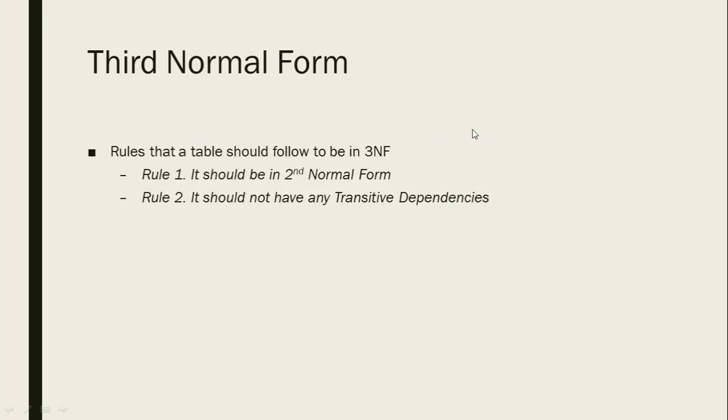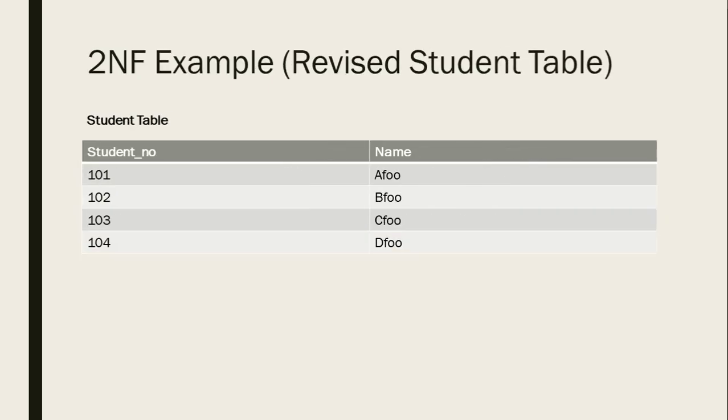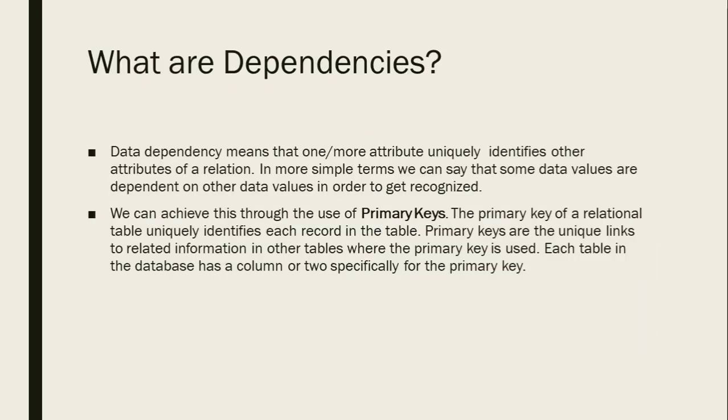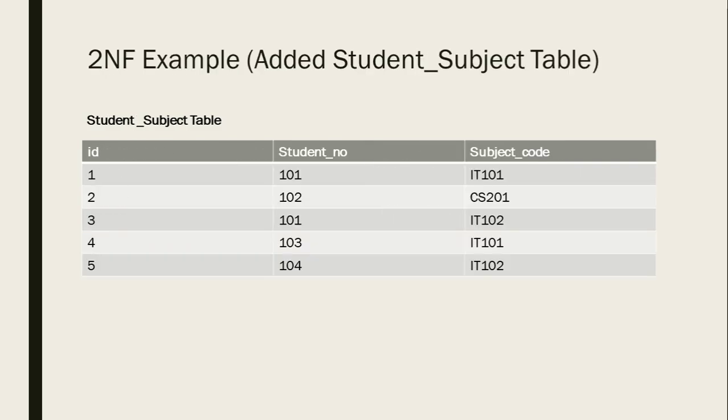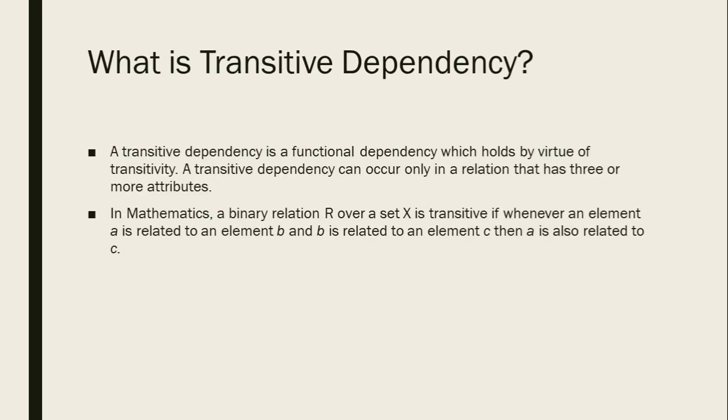Now, the third normal form. There are two rules that you need to follow for a table to be in the third normal form. Number one, it should be in the second normal form. And number two, it should not have any transitive dependencies. We've already talked about partial dependencies, so now let's talk about transitive dependencies. A transitive dependency is a functional dependency which holds by virtue of transitivity.